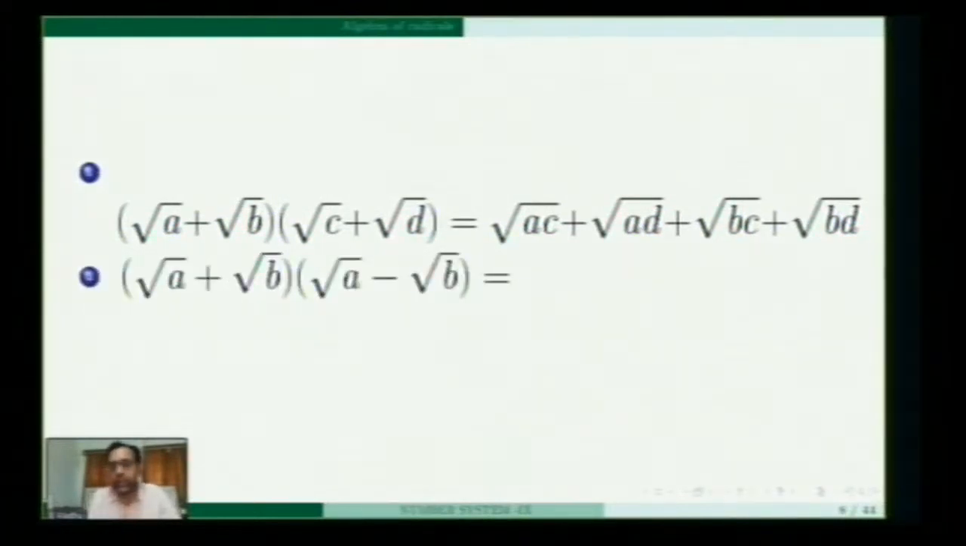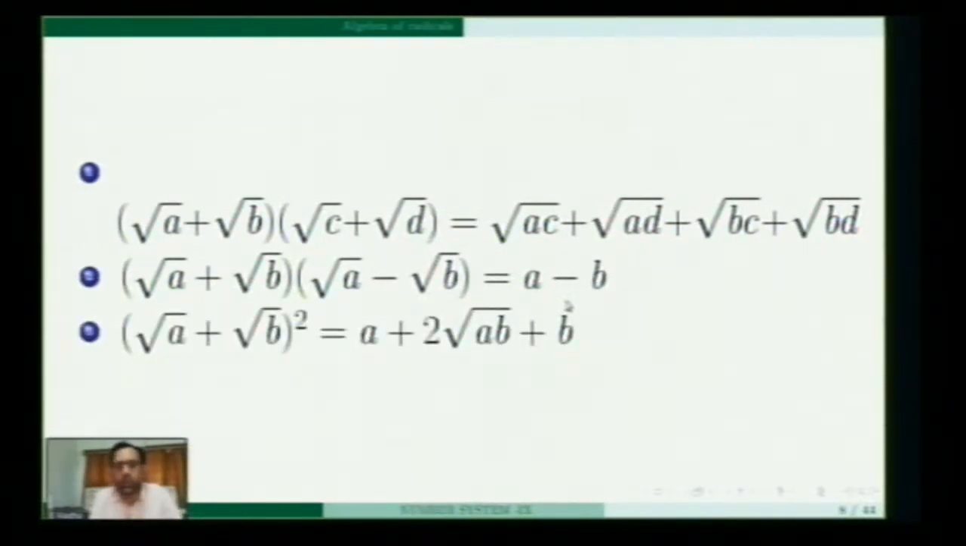Now this is a very useful one. You can see that root a plus root b times root a minus root b looks like x plus y times x minus y, which is a familiar identity. So this will be of the form x square minus y square. So it will be root a whole square minus root b whole square, which will be a minus b. The interesting thing is that there is a radical sign here, and there is a radical sign here, but in the answer there is no root sign. That is very important for us. We will see why it is important later.